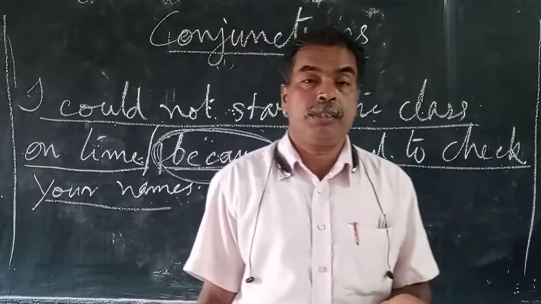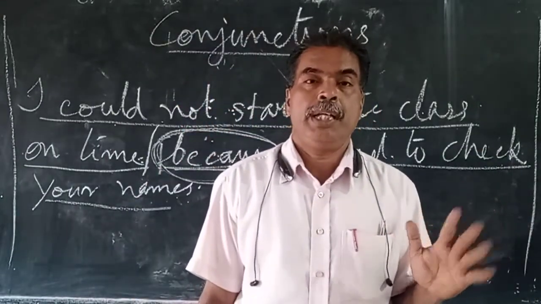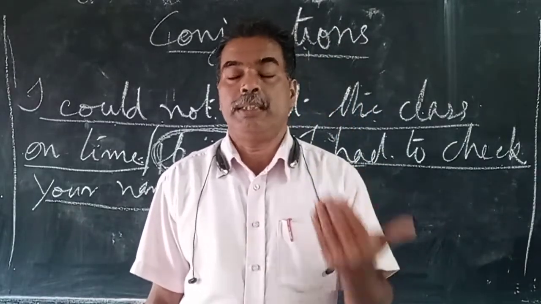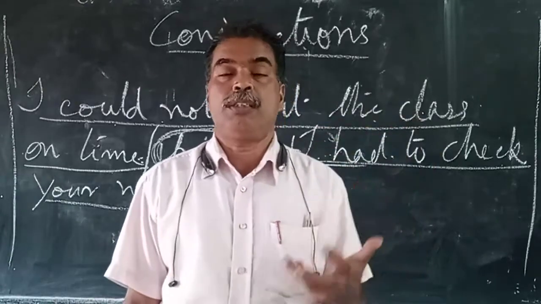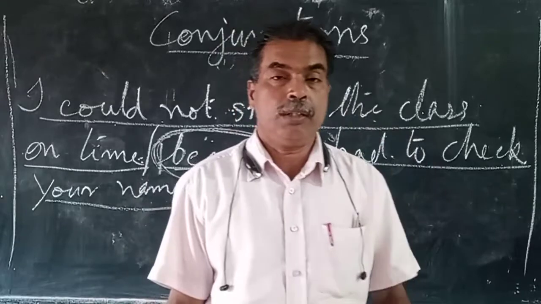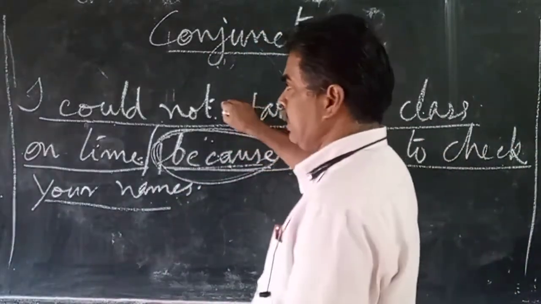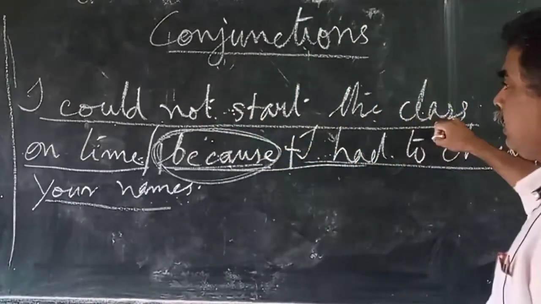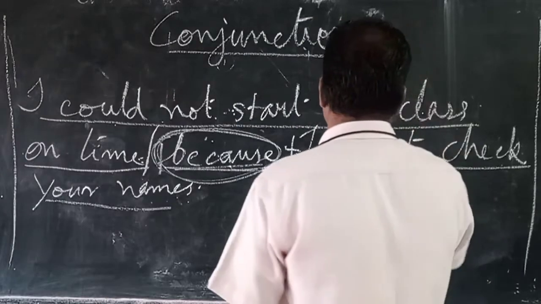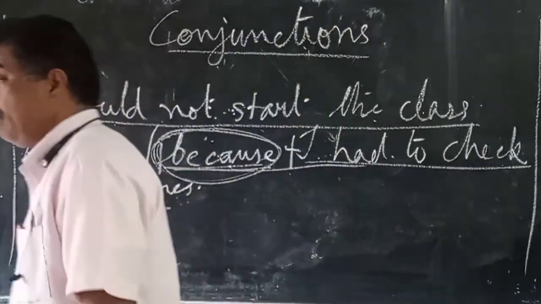The subordinate clause is a clause that cannot stand by itself. It needs the support or the help of other words, phrases, or clauses in that sentence. That is what a subordinate clause is. Let's look into it in detail. I have written an example here: I could not start the class on time because I had to check your names.